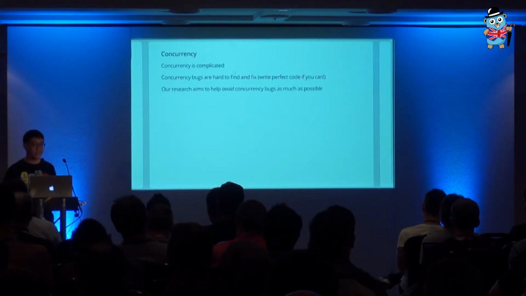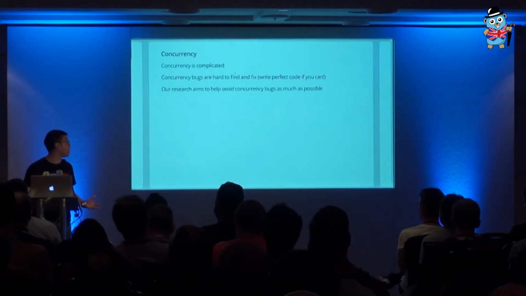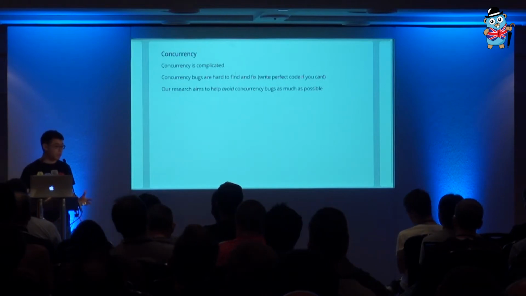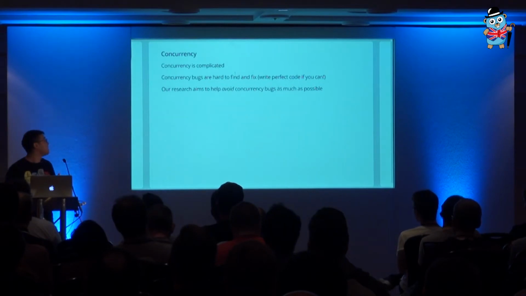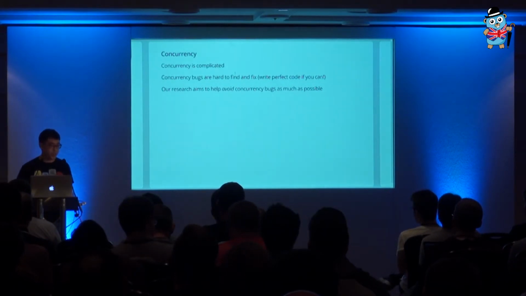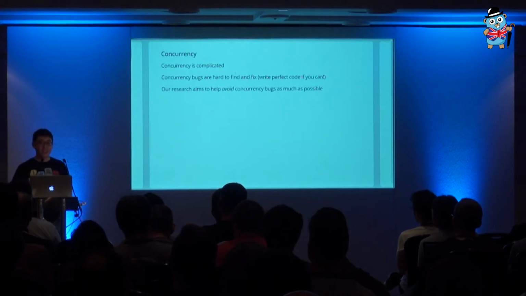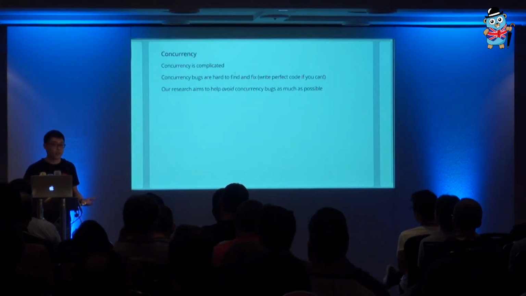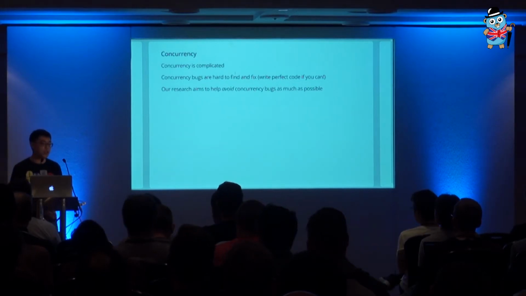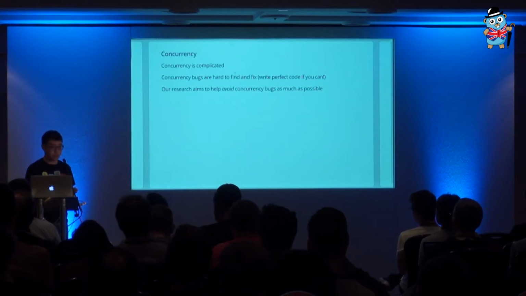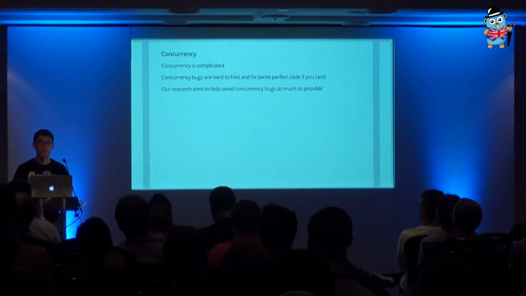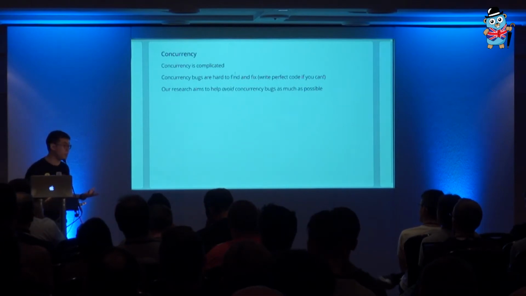We're talking about concurrency, so let's try not to get too carried away. Concurrency is complicated, no doubt about that. And unless you're a really, really good programmer who can write perfect code every time you write concurrent code, there ought to be some concurrency bugs. And concurrency bugs are hard to track down, let alone fix. So a big part of our research is to try and help developers avoid concurrency bugs as much as possible, so that we don't actually encounter them at, let's say, runtime.